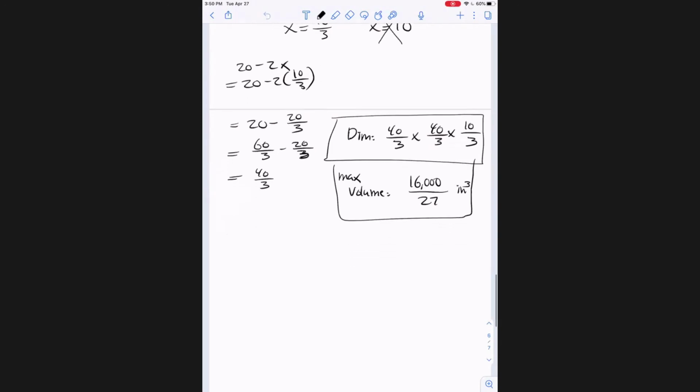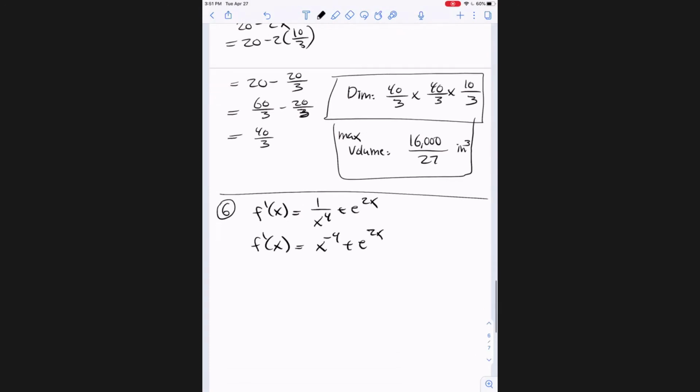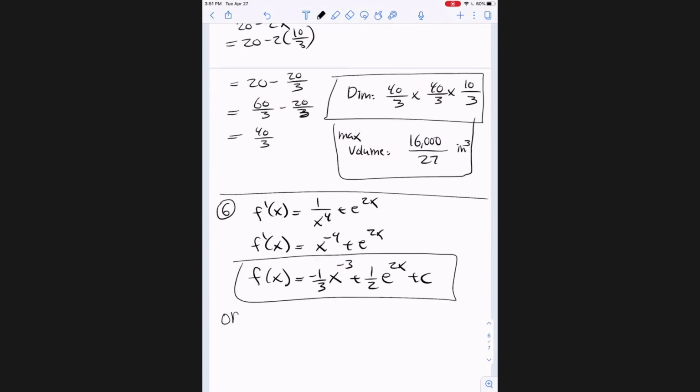All right, so next, number 6, 7, and 8. So let's rewrite this as x to the minus 4 plus e to the 2x. So we're taking the antiderivative. So going back from f prime, you just get f of x. So add 1 to the exponent, -3. Divide by -3, -1/3. Plus the antiderivative of e to the 2x is itself, divide by 2 plus c, and that's it. Or you could write it like this if you want.